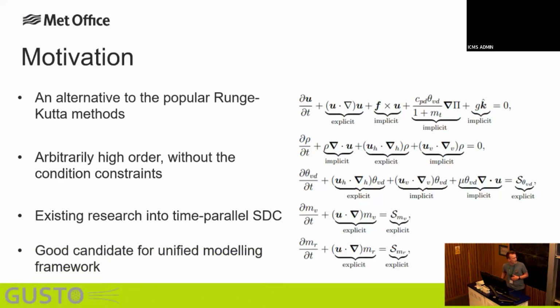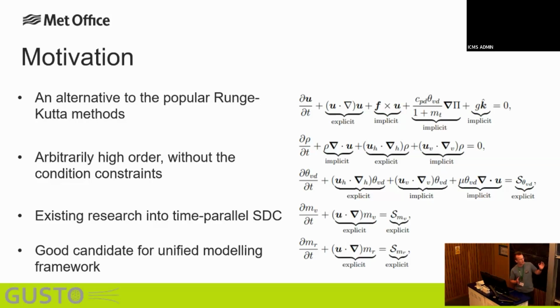And potentially for us, at the Met Office, we use a unified model, so the same model for climate, regional modeling, and NWP on a global scale. And it doesn't change between them. So being able to change your order easily just by changing the number of nodes or correcting iterations might be kind of useful. So the equations I'm solving here are the compressible Euler equations.